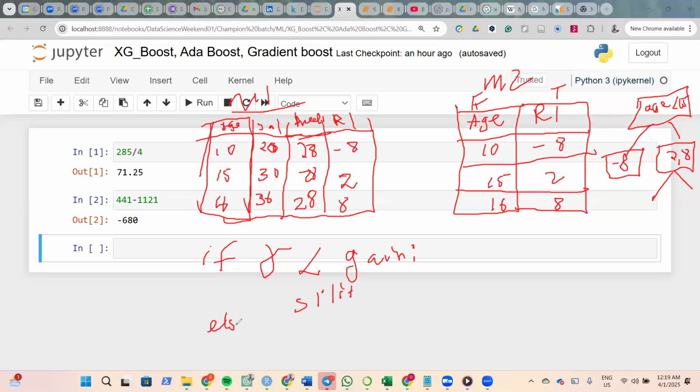Else, if this is not true, then don't split. Now, what is gain?